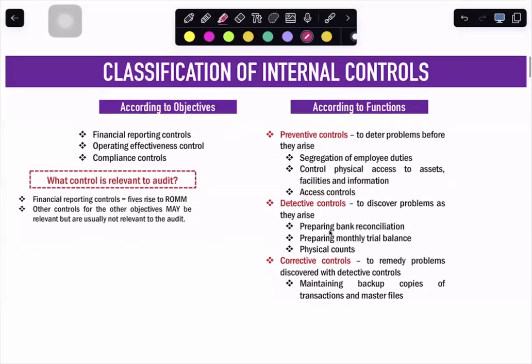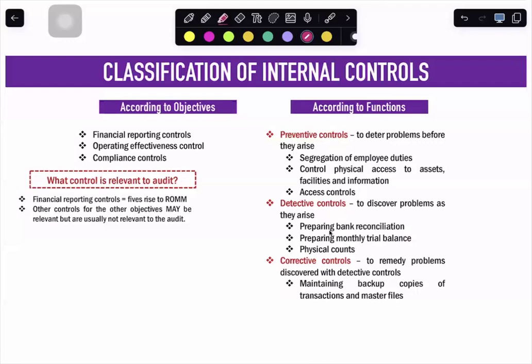So let's classify your internal controls. Your internal controls can be classified according to objectives and according to functions. First, according to objectives, we have your financial reporting controls, operating effectiveness controls, and compliance controls. And we have discussed it earlier already.